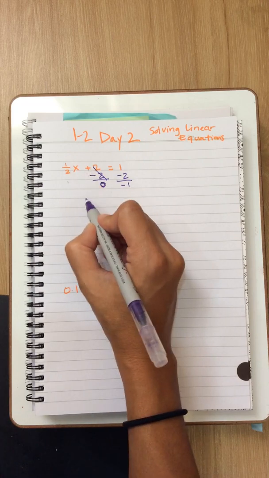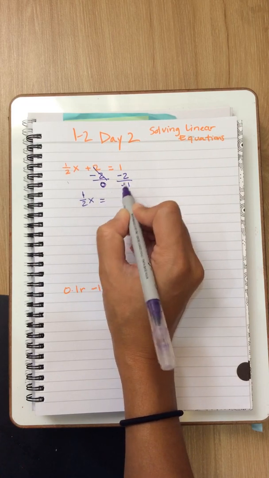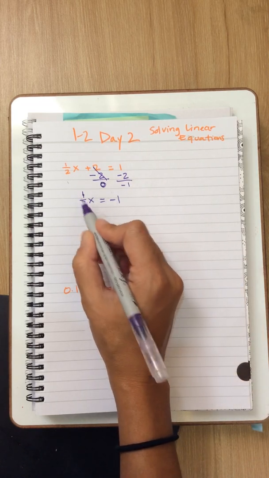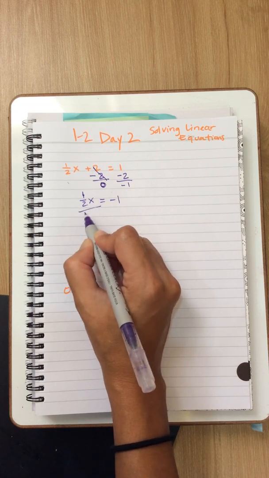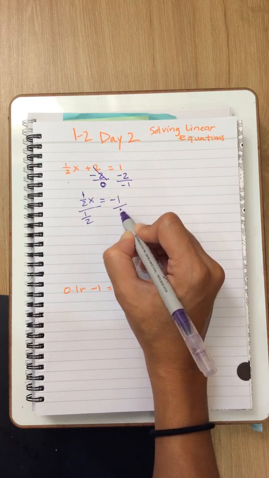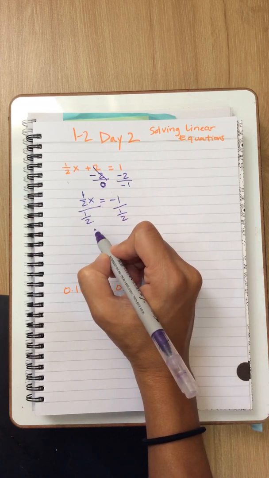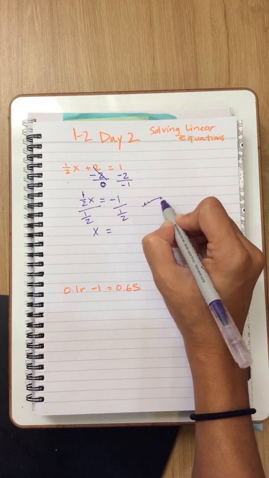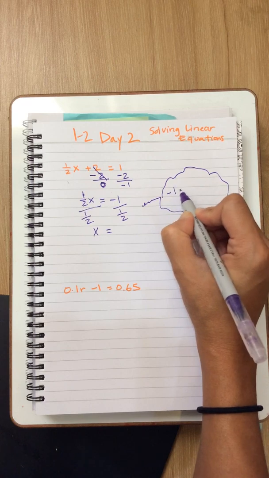So what's left over here? 1/2 x. That's gone, perfect. What's left here? Negative 1. All right, now I need to get rid of this 1/2. So what is the opposite of multiplying by 1/2? Well, that's dividing by 1/2. So I have to divide both sides by 1/2. 1/2 divided by 1/2 is 1, which is what we want because we just want an x over there. And now I got to do my little work to the side and figure out what in the world negative 1 divided by 1/2 is.